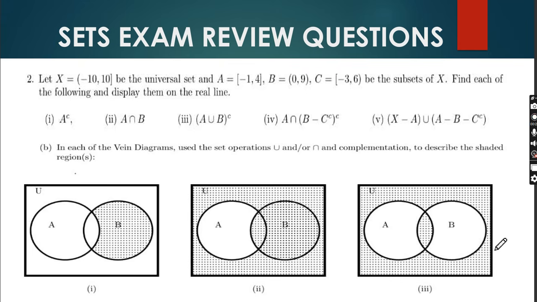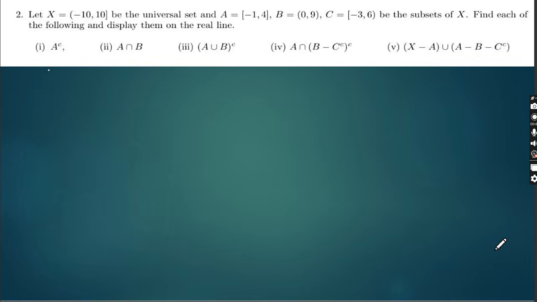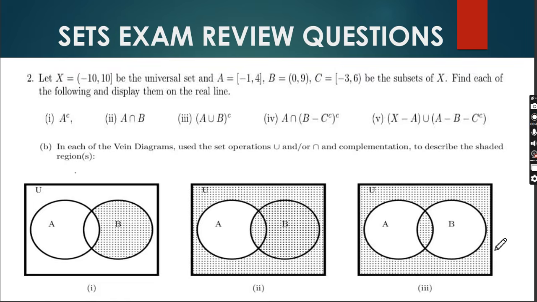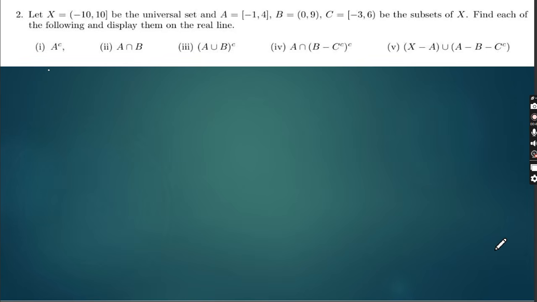Okay, and I selected questions which you may be asked in your exam, so you must pay total attention to understand what I'll be doing here, because sometimes sets become so confusing, more especially in the questions which I've just chosen here. Okay, so we are going to start with this question.